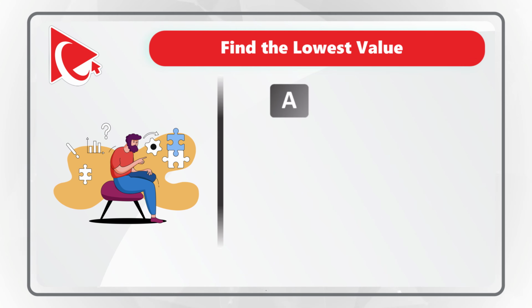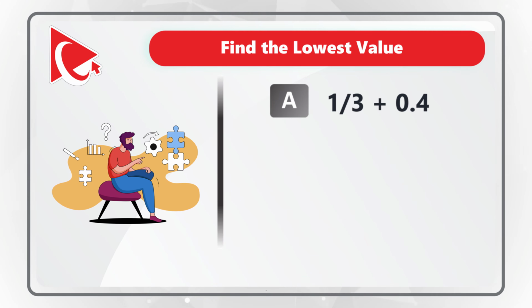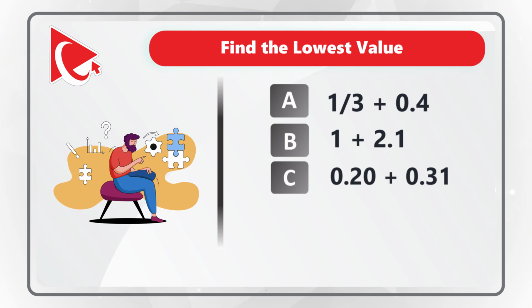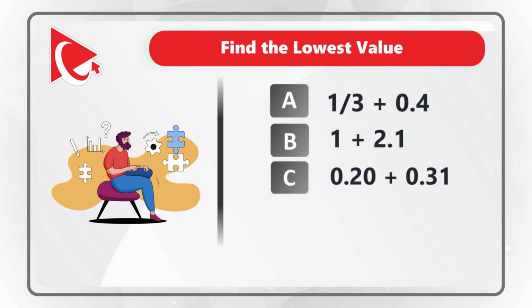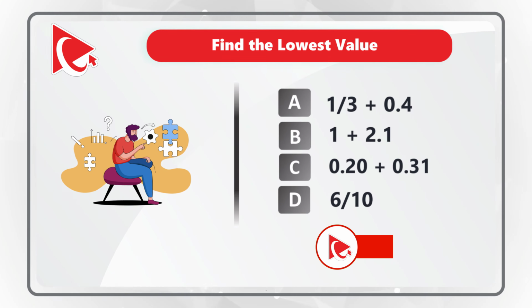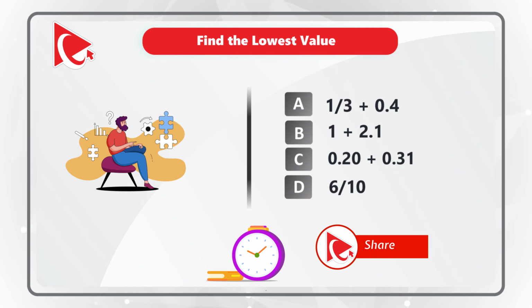Choice A, 1/3 plus 0.4. Choice B, 1 plus 2.1. Choice C, 0.2 plus 0.31. And choice D, 6/10. Give yourself a few seconds to see if you can come up with the solution.